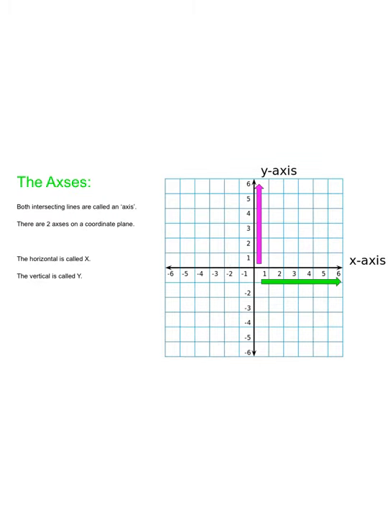Okay, the axes. Both intersecting lines are called an axis. Axes is plural, like more than one. There are two axes on a coordinate plane. So the horizontal is called the x. And remember, horizontal means that it goes from side to side. So I can see here, this is the x-axis, okay? And then the vertical line is called the y-axis. Vertical means up and down.